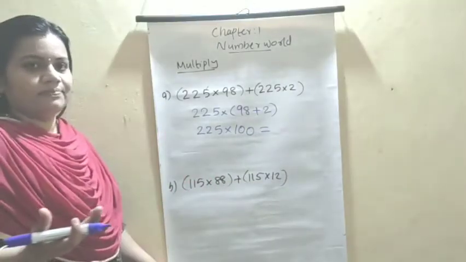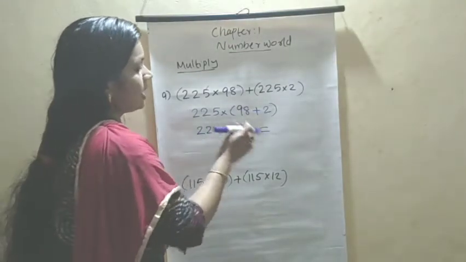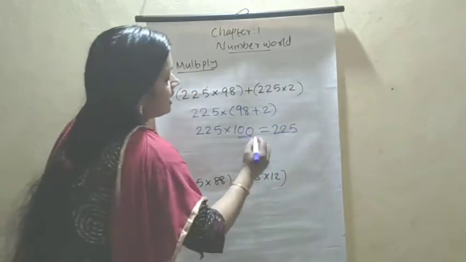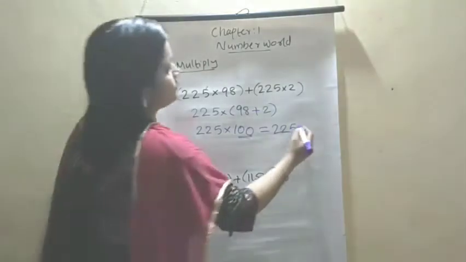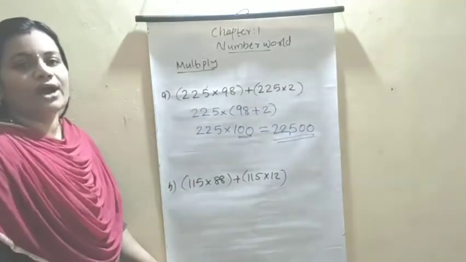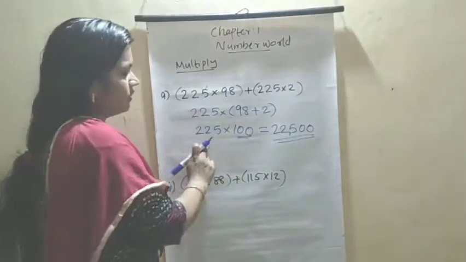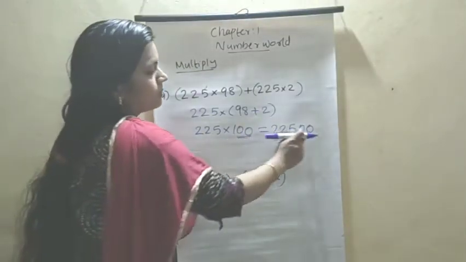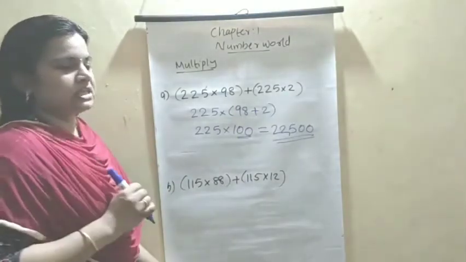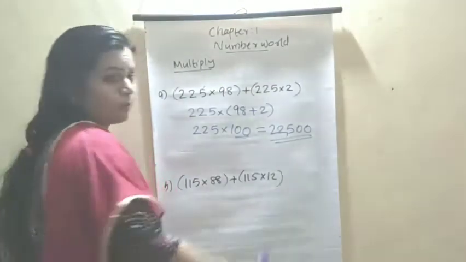Then we can easily write the answer. Then 225 into 100, how to write? First of all, you write 225, then 100 has how many zeros? 2 zeros. Those zeros are put here. So we got 22,500. Understand how to multiply by 100? First we write the number here, then we put 2 zeros, because 100 has 2 zeros. So 22,500.